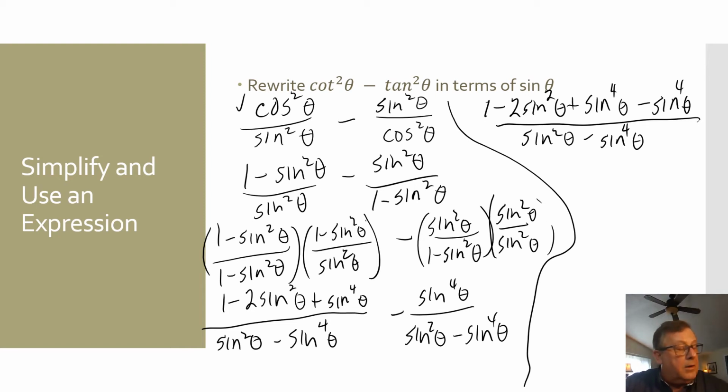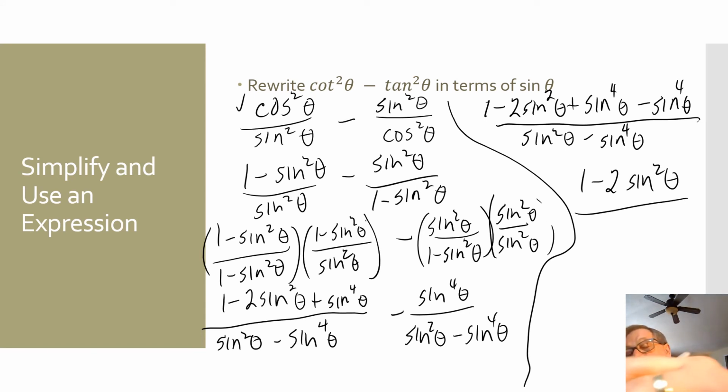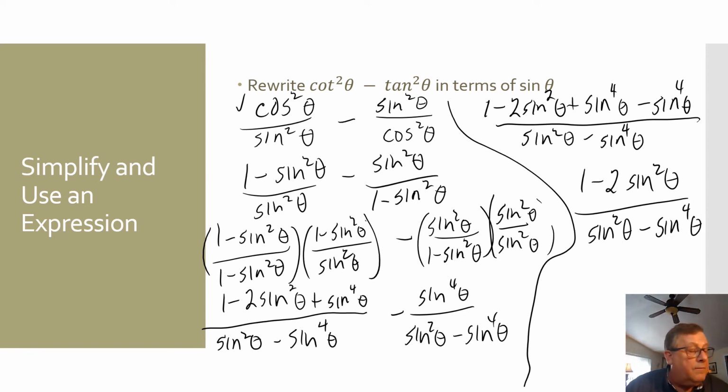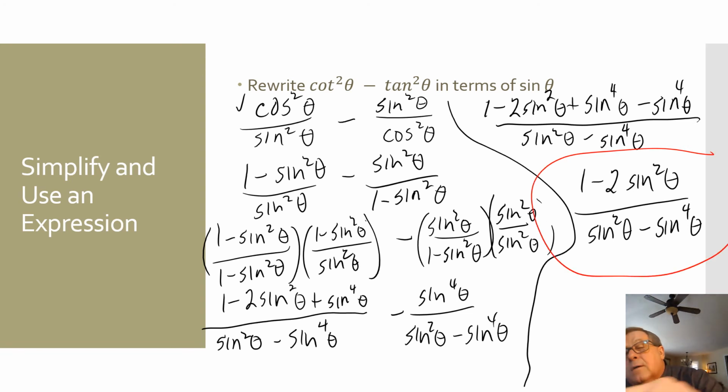All right, we can combine a little bit of the like terms, where my positive sine to the fourth of theta minus the sine to the fourth of theta, those are going to cancel out. And we're going to be left with 1 minus 2 sine squared of theta over sine squared of theta minus the sine of theta raised to the fourth power. And that's our answer, ladies and gentlemen. Right there.